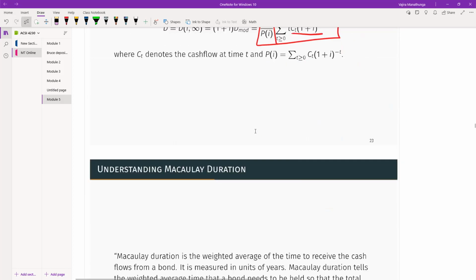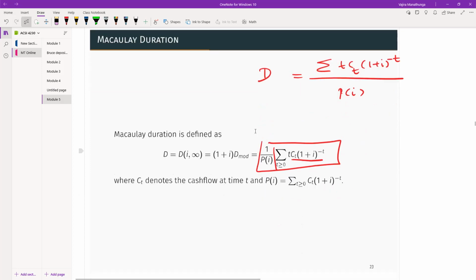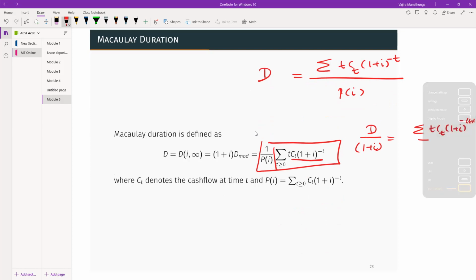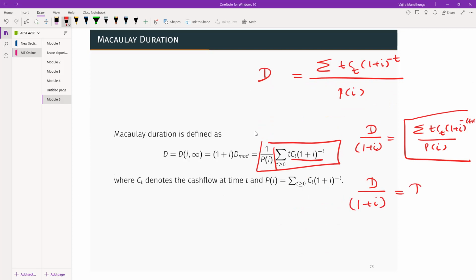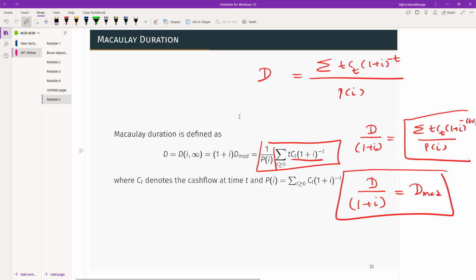Then you will see that, of course, if I divide this by 1 plus i, what do I get? I get sigma t times Ct times (1 plus i) to the negative t plus 1, over the price. So this is basically the modified duration. So Macaulay duration divided by 1 plus i equals modified duration. Okay, so you can get that relationship right away.